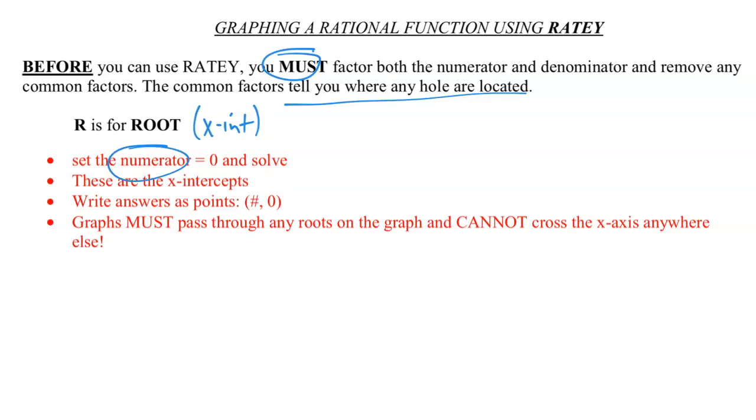You're going to write your answer as an ordered pair, and then quite possibly the most important aspect of this particular slide is right here. Graphs must pass through all of the roots on the graph and cannot cross the x-axis anywhere else. And so just like on the previous example, when I drew the red graph and I said, well, this can't be it because now I'm going through the x-axis somewhere where there's not a root, we're going to use that a lot to determine where the graph needs to go. So that last bullet point is very important.